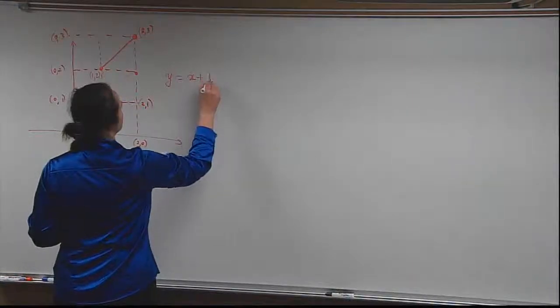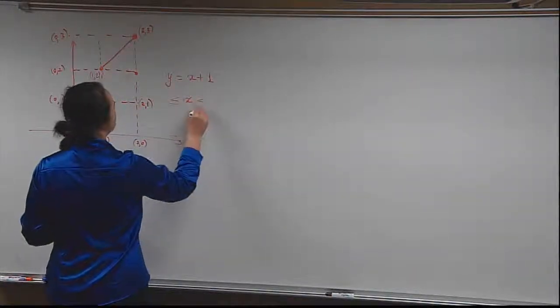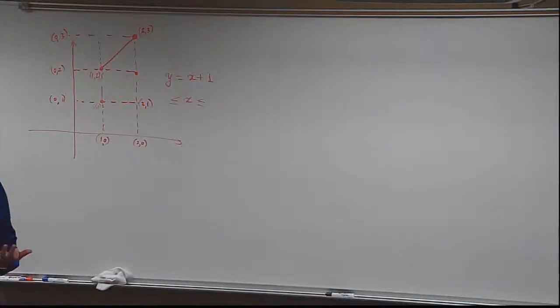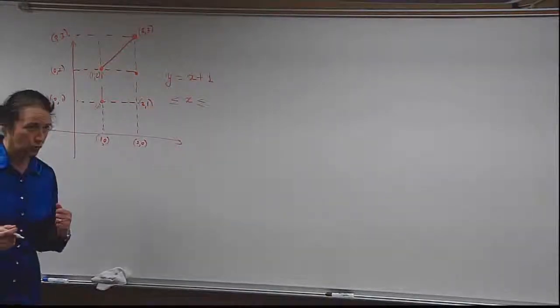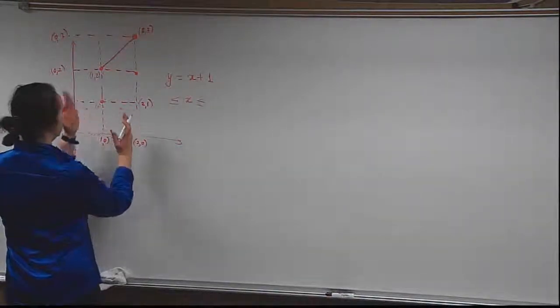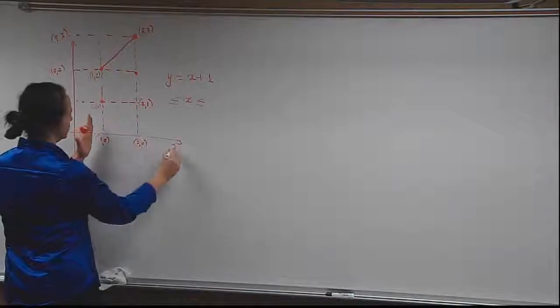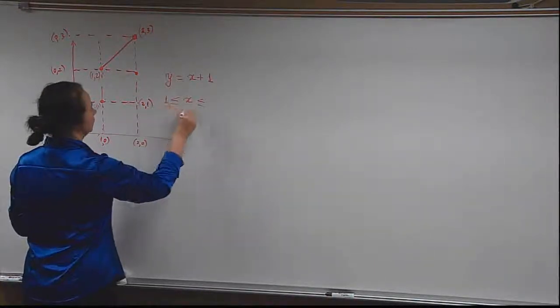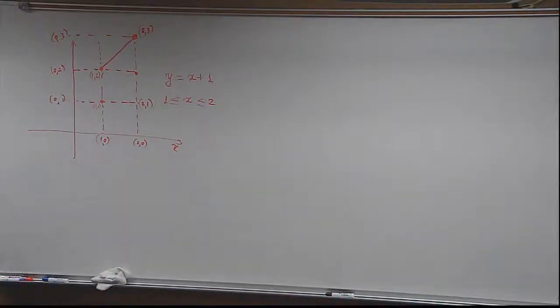Plus 1, and x would be between... this is where most people have had the problem. They thought x is any real number. No, no, no, no, no. You are on a segment. X has the values between this value, whatever that is on the x-axis, and that value. So x equals 1 and x equals 2 are the endpoints.